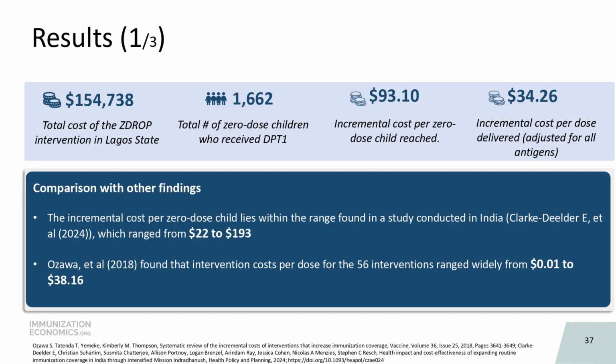And the incremental cost per dose for reaching the zero-dose children was $93.10. Also, in line with what Flavia shared, we can see that the range of the incremental cost per dose per zero-dose child reached is also very significant compared with other studies that we have found, even though we were not able to find any other study that measured weekend or evening vaccination sessions.